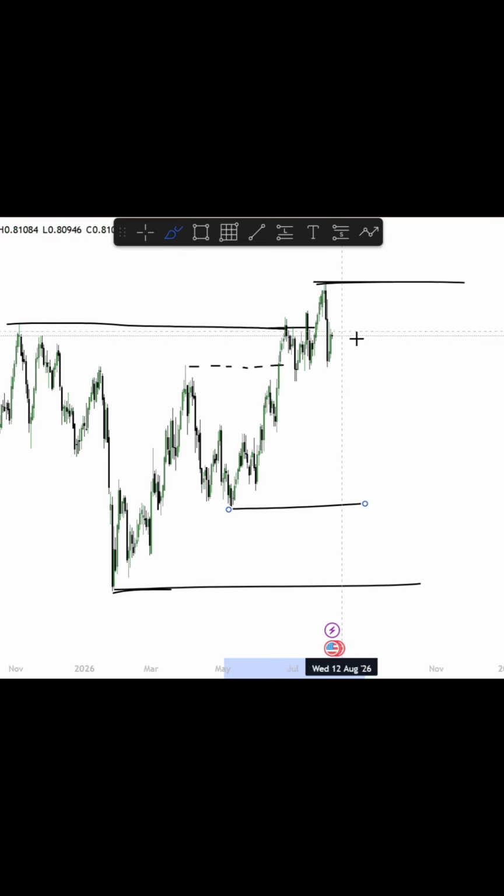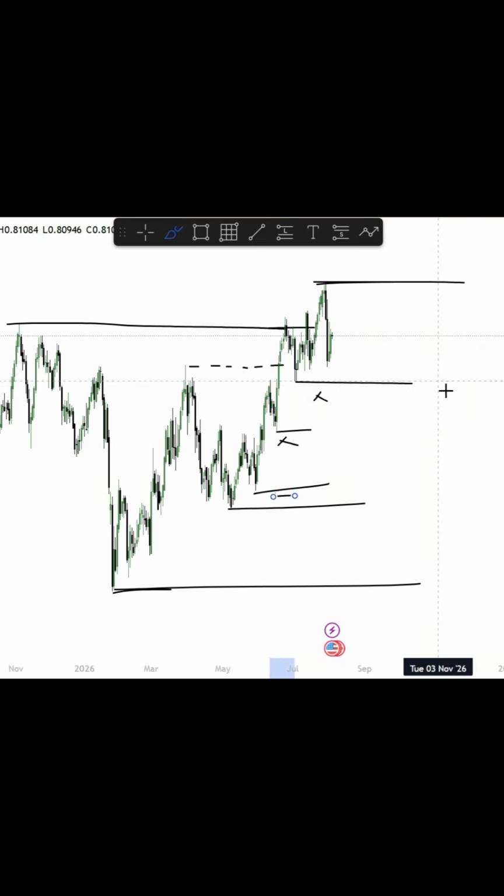However, we still need liquidity, and I am looking for one of these potential liquidity lows to get taken before we can look for that higher probability, higher conviction long position. For me, I have to see it after we've seen a break of structure. I need to see some significant liquidity get taken to validate a long position.